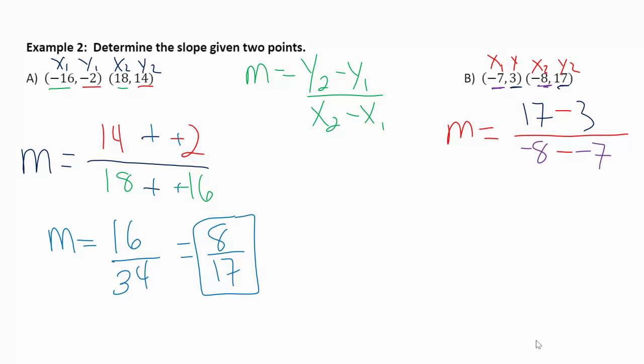For the top one, we don't have to change anything. We get that to be 14. On the bottom, when we do keep change, we get -1. And so our slope is just -14.